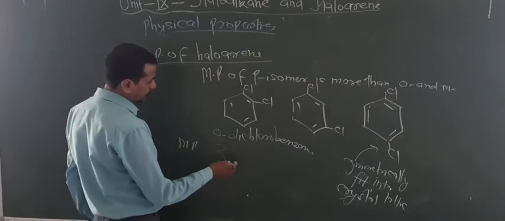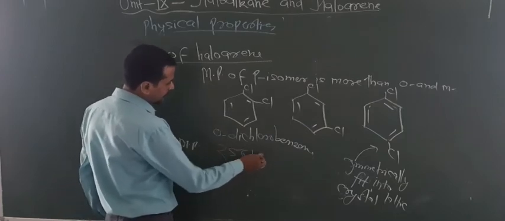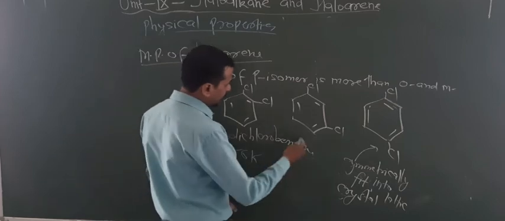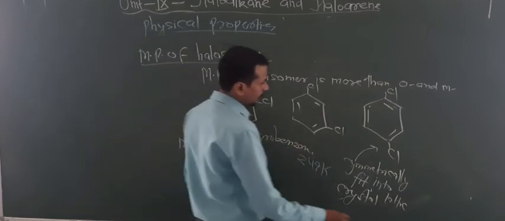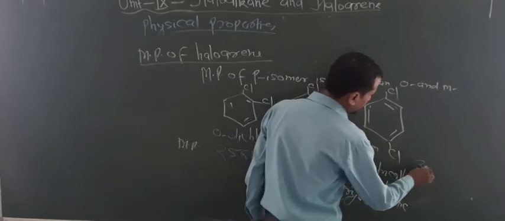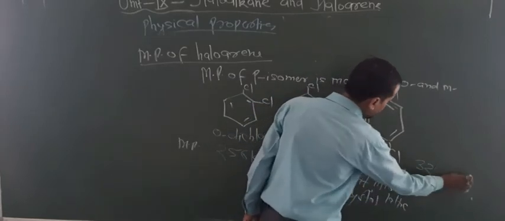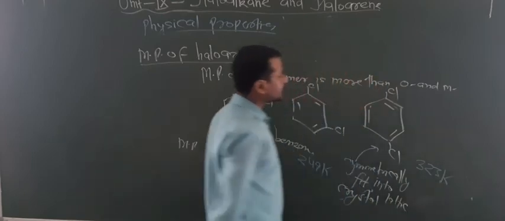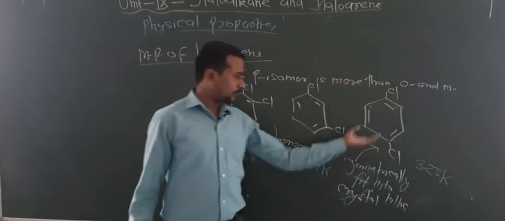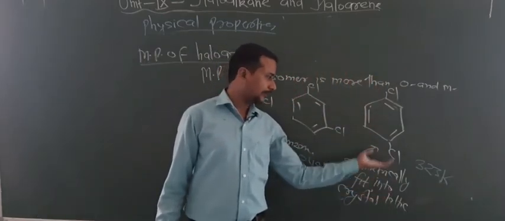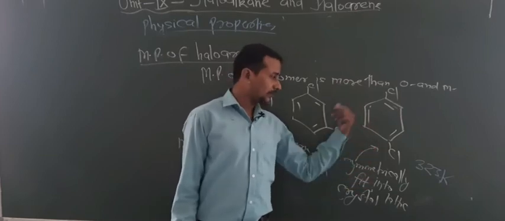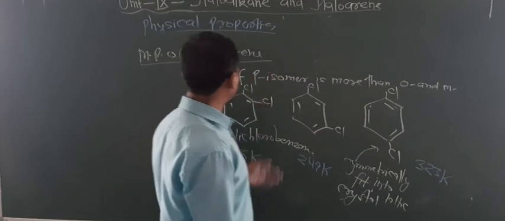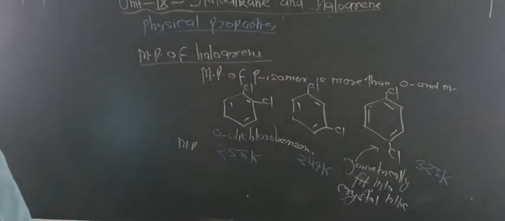The melting point of ortho is 256 Kelvin, the melting point of meta is 249 Kelvin, and the melting point of para is 323 Kelvin. So look at the condition. Due to symmetry, melting points also depend upon the symmetrical nature. So that's why, due to the symmetry of para dichlorobenzene, it has more melting point than ortho and meta.